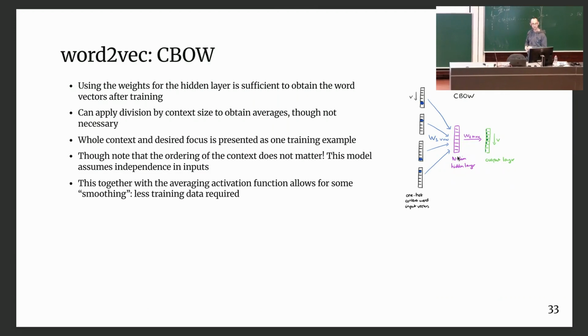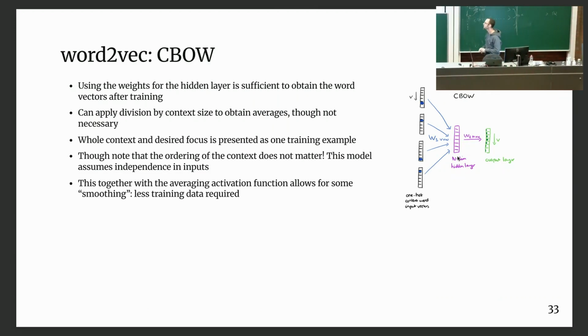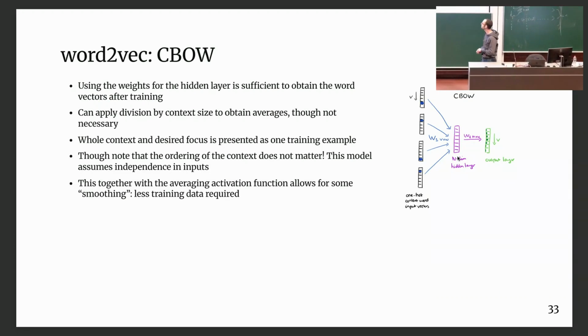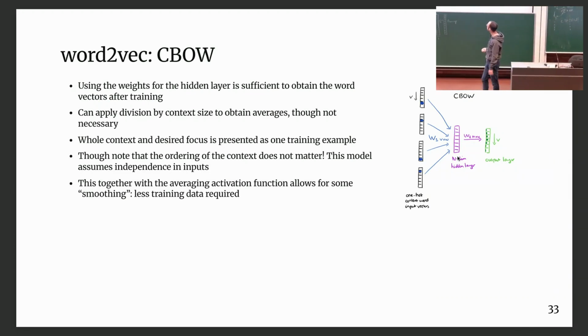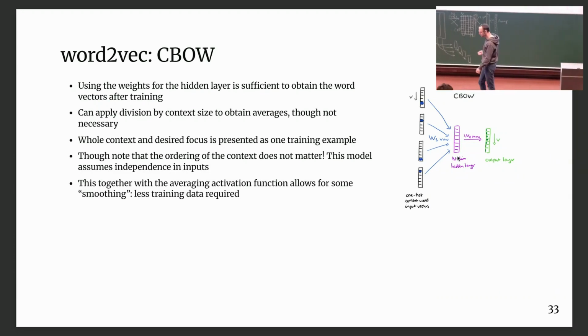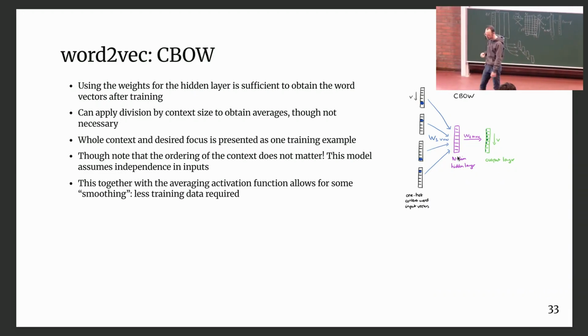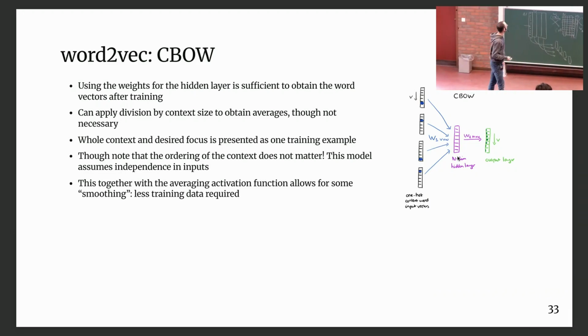So using the weights of one of these 2 hidden layers is sufficient to get your word vectors after training. You can divide by the context size, but it's not necessary. You could just use the raw weights matrix directly. It's just rescaling it by a constant factor, so okay.